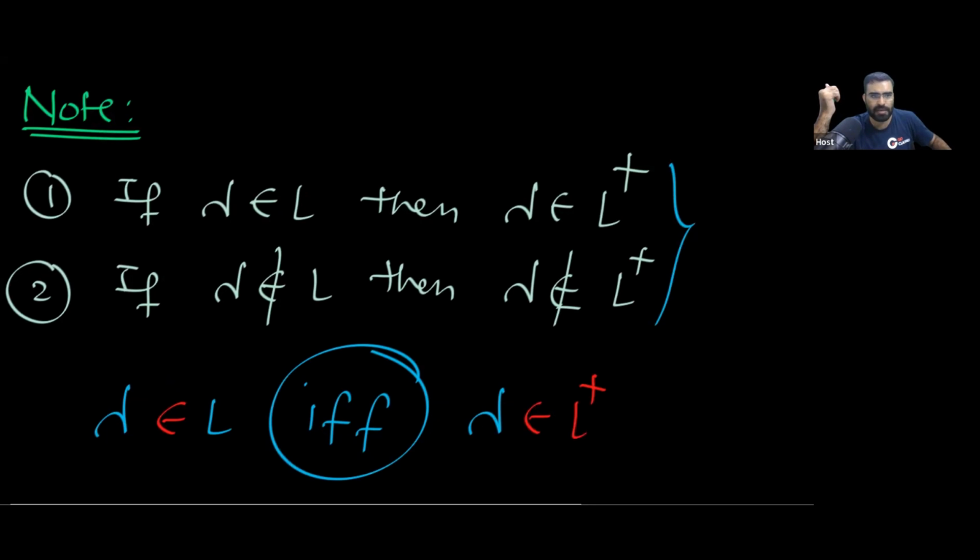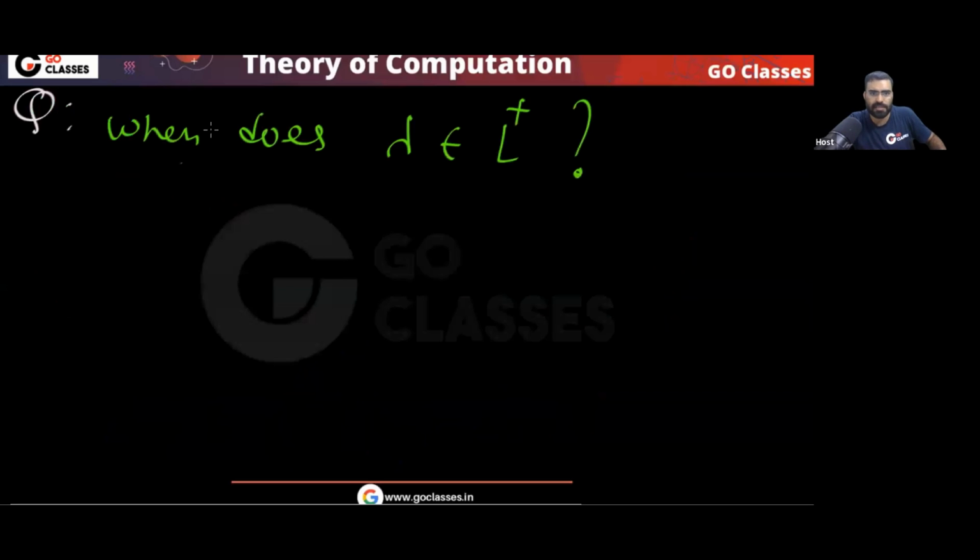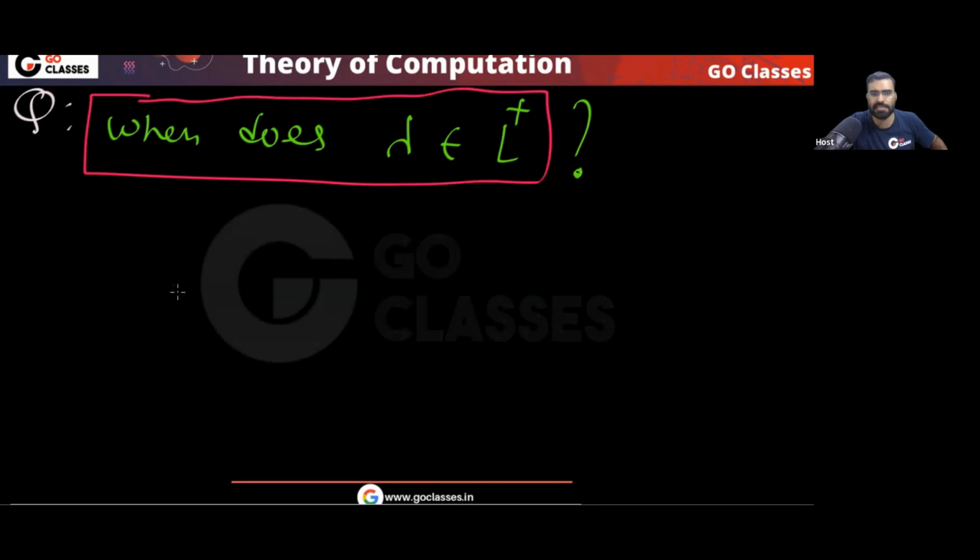Similarly, I can also say that lambda does not belong to L if and only if lambda does not belong to L plus. So this is what you can say. So your final result, what is that? This is my question. When can I say lambda belongs to L plus? The answer will be: if and only if lambda belongs to L.